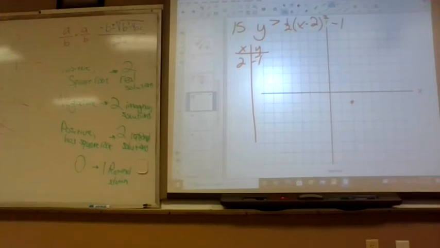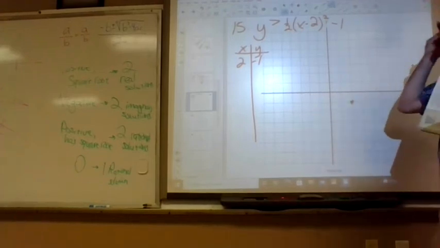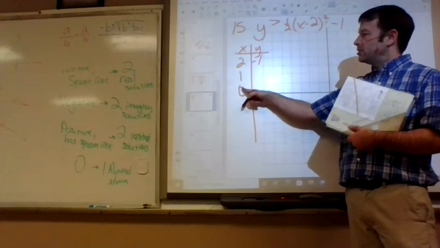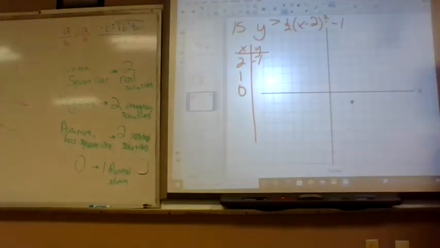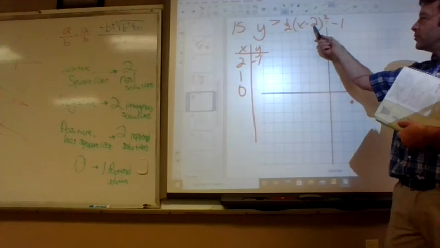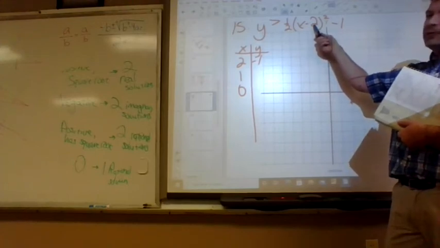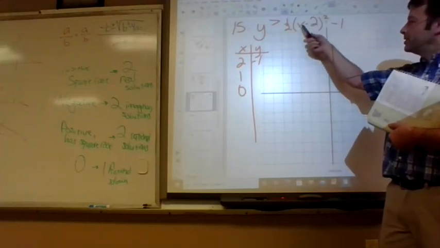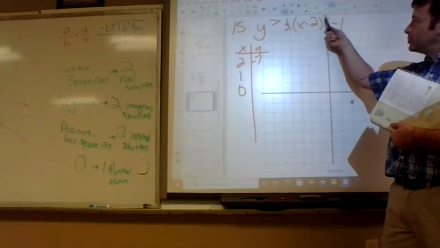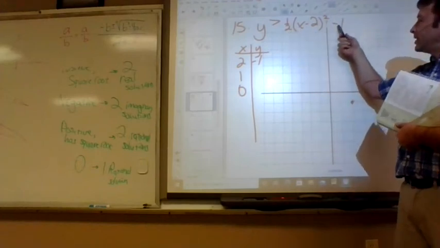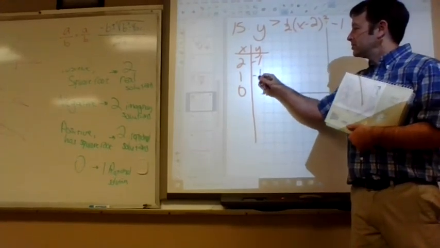Alright. Just 1 and 0. Those are close to the vertex, right? Could have been 3 and 4. That would have worked also. Okay, if I plug in 1, you get 1 minus 2, -1. Notice I'm using order of operations here: parentheses, exponent, multiply, subtract. That's the order. 1 minus 2 is -1, squared is +1, times 1/2 is 1/2, 1/2 minus 1 is -1/2.